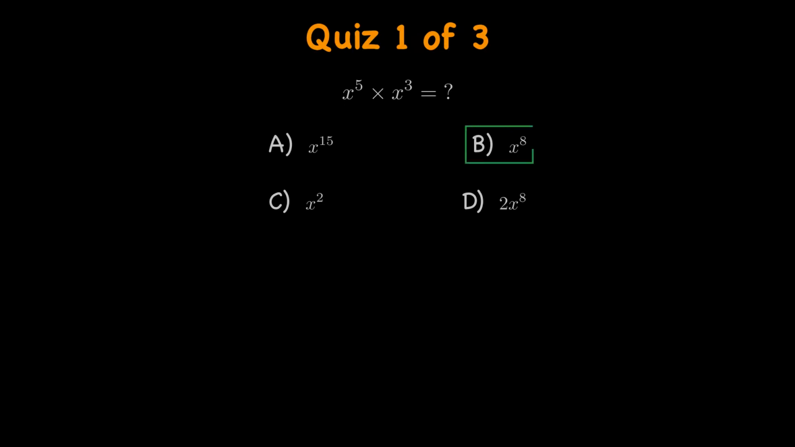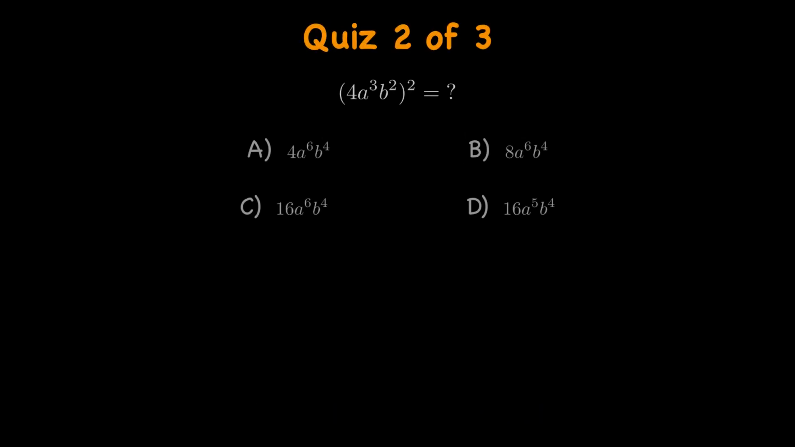What is your answer? The answer is B, x to the 8. Using law 1, we add the indices. 5 plus 3 equals 8. If you chose A, you multiplied the indices. That is law 3, not law 1. If you chose D, there is no extra coefficient.